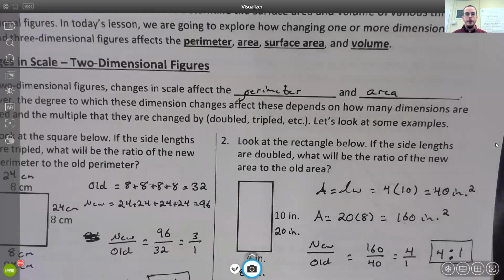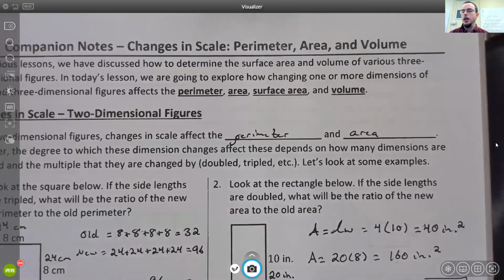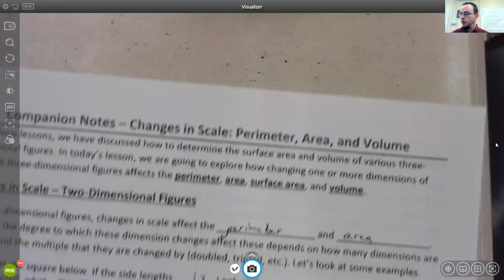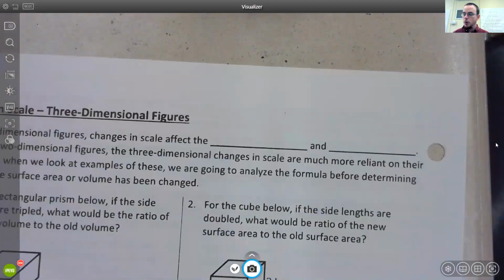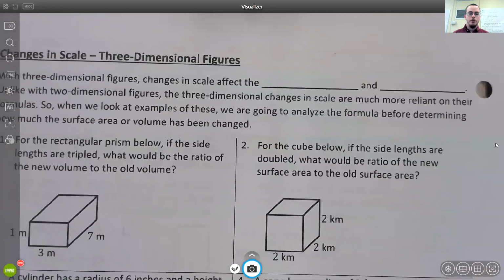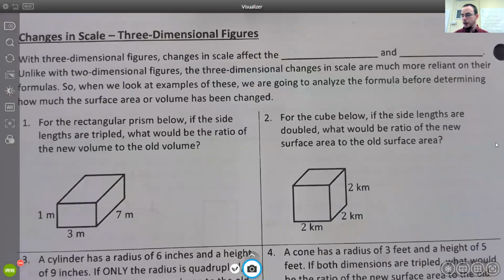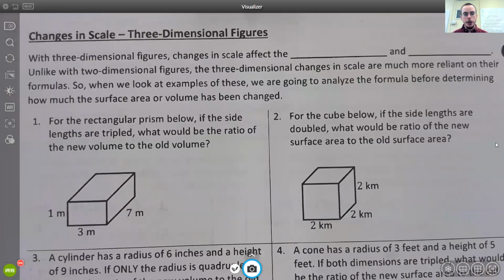So that's going to do it for the first part of this video. I will record the second part soon and put that up. That one will be on 3-dimensional figures. However, it goes pretty similar to the 2-dimensional figures. Instead of the area, you would be doing the surface area and volume.